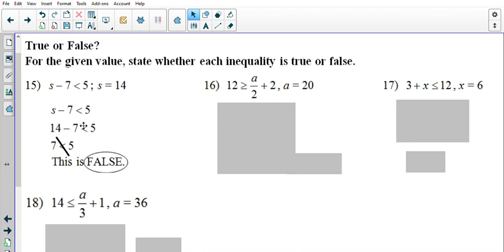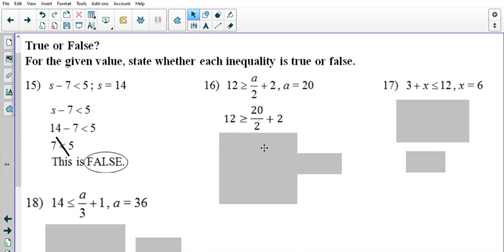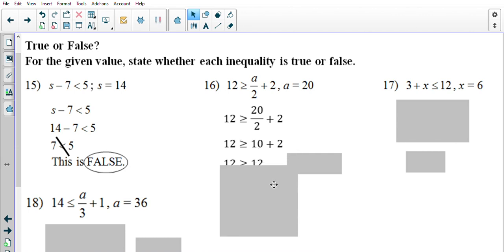So let's try number 16. Let's replace A with 20. It tells us that A is 20. So we're going to do 12 is greater than or equal to 20 over 2 plus 2. 20 divided by 2 is 10, and 10 plus 2 is 12. So I get 12 is greater than or equal to 12. That is a true statement.